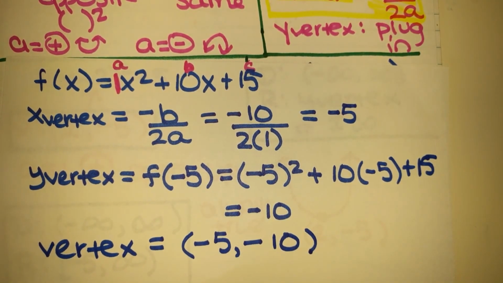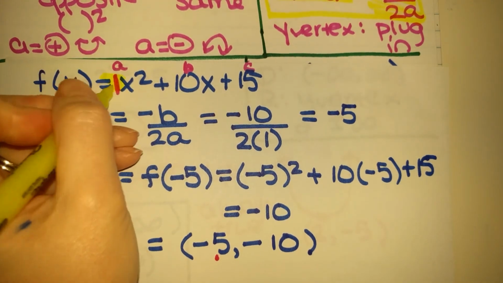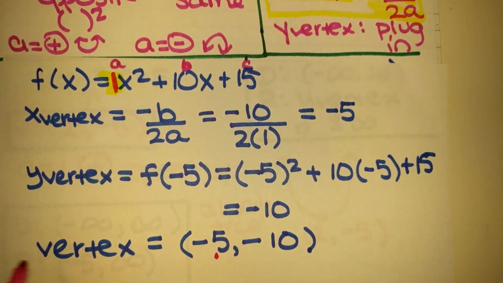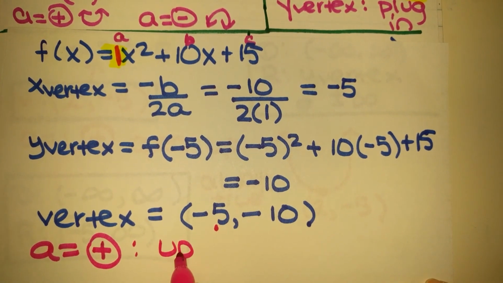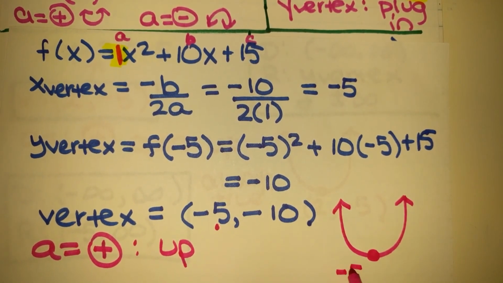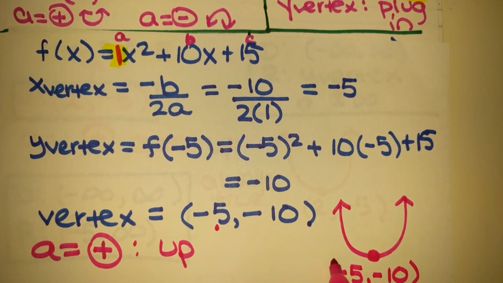Now, if we want to just sketch a quick graph of this, what we would then do is say, okay, we have a vertex that's either the highest or the lowest point, and then we look at our a, the coefficient on the squared term, to determine how the parabola opens. So because our a is positive, that tells us that our parabola opens up. So we have a picture that looks like it opens up. Our vertex is negative 5 comma negative 10.